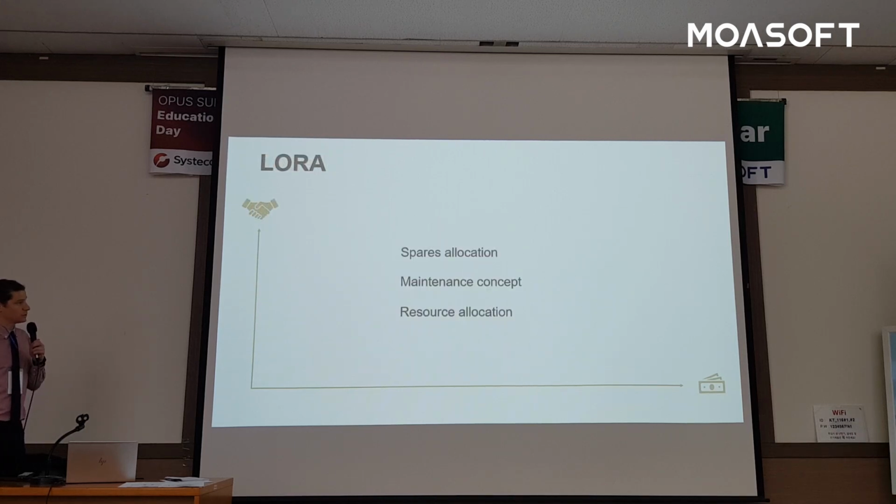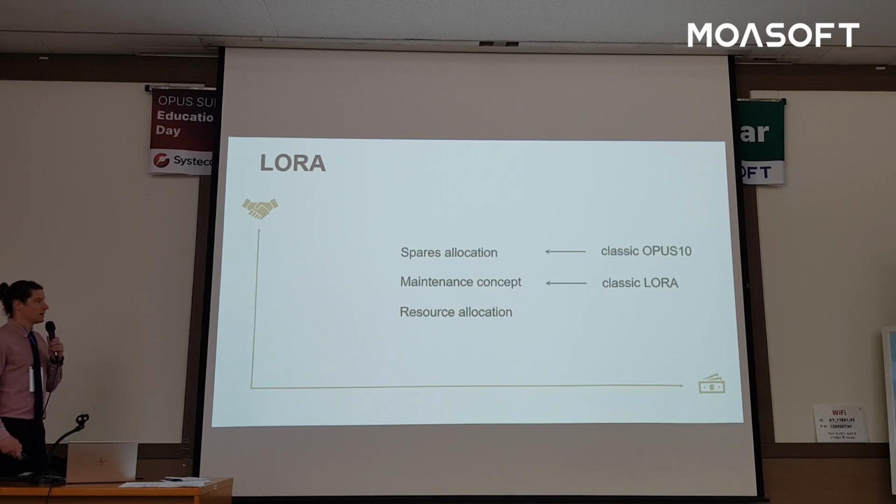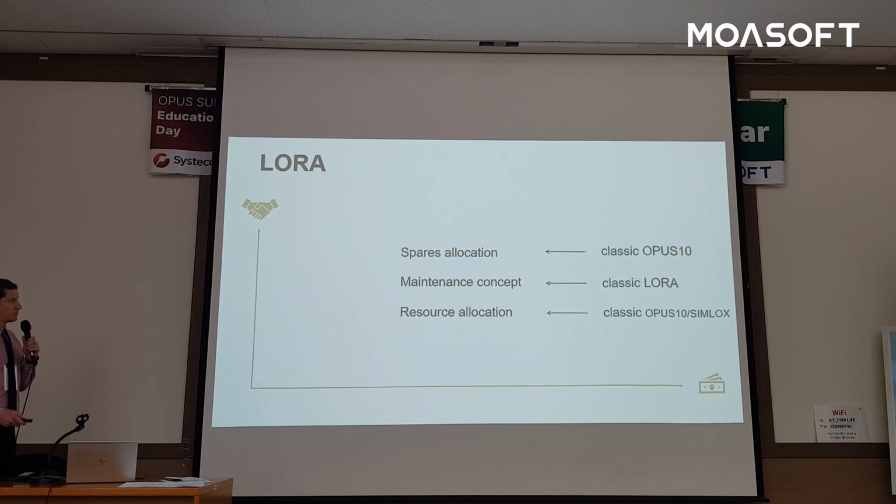Okay, and so if we look at those three tasks that we, as analysts, want to perform, the spares allocation is typically classic OPUS 10. That's what we have seen yesterday as well, that we can understand where to store the spare parts. And performing a maintenance concept optimization is a classic LoRa task to look at where we perform the maintenance. And understanding where to store or allocate the resources, that's what we can do with OPUS 10 and Simulux as well. But the important part here is to do all these three at the same time.